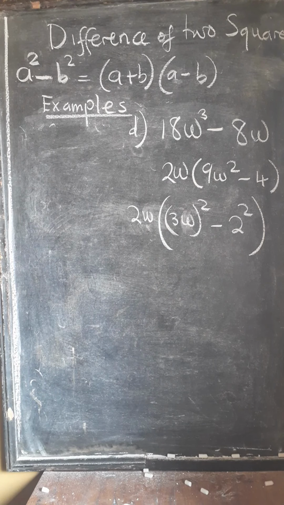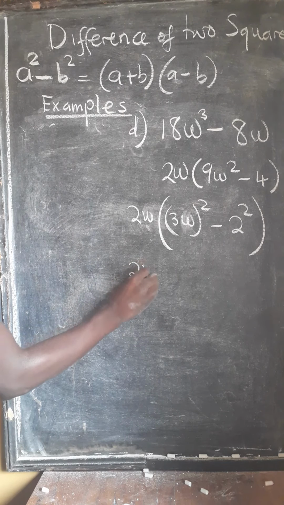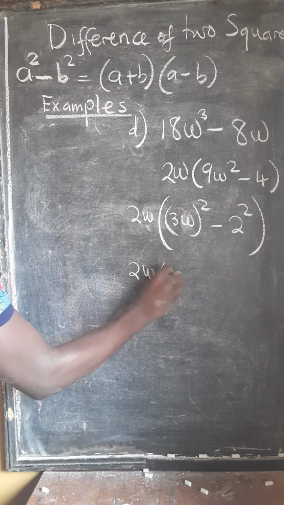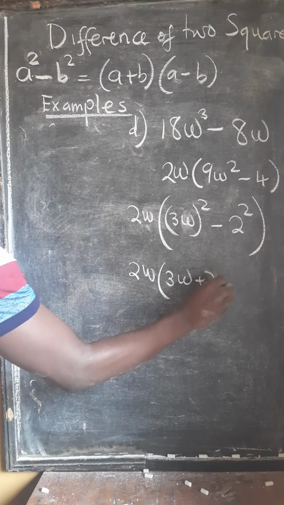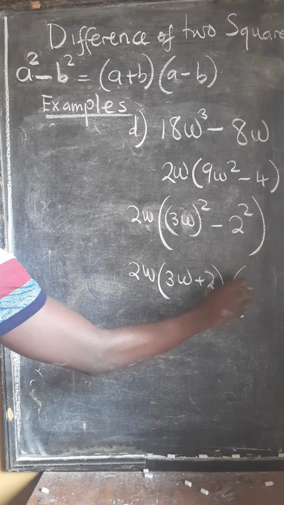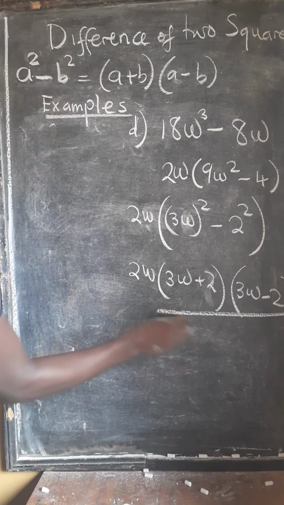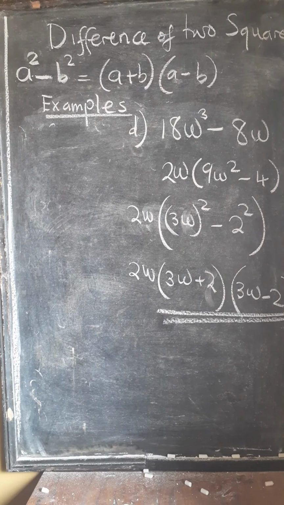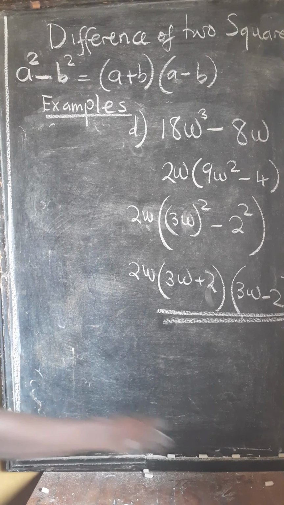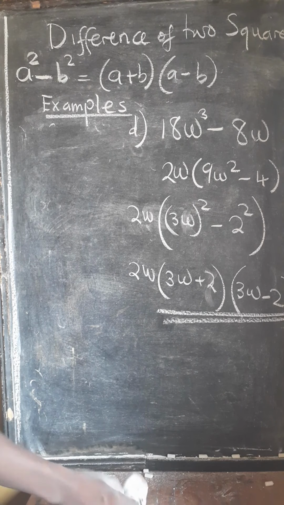Okay? So now we can finally write our answer as 2w, 3w plus 2, then here we say 3w minus 2. Okay? This is what is going to be our answer. Alright? Let me give you the last example.